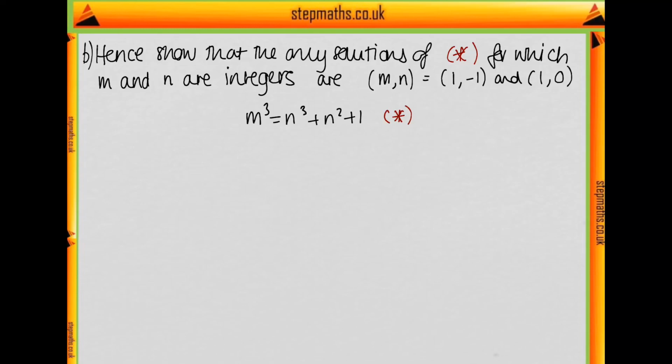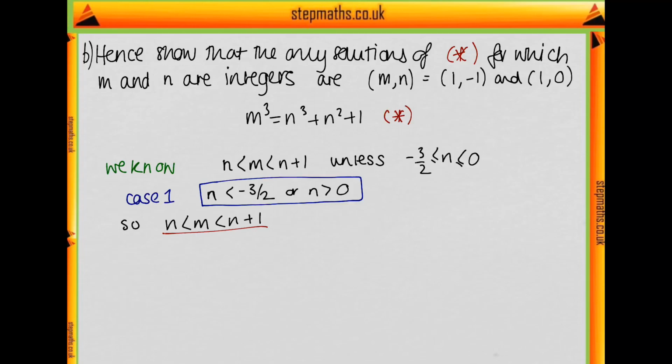Hence, for the last part of the question, we're asked to show that the only solutions of star for which m and n are integers are m, n is 1 and minus 1, and 1 and 0. So let's look at star again and bearing in mind what we learnt in the previous part of the question, we know that m is strictly between n and n plus 1 unless n is between minus 3 over 2 and 0. So we can split this up into two cases, the case where this holds and the case where this doesn't hold. So looking at case 1, where m is strictly between n and n plus 1, so n is less than minus 3 over 2 or n is greater than 0, i.e. not in this range.